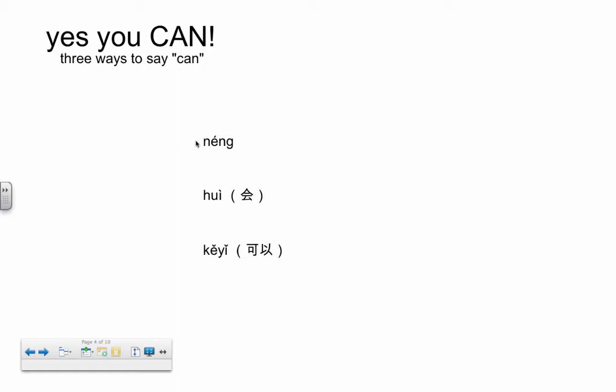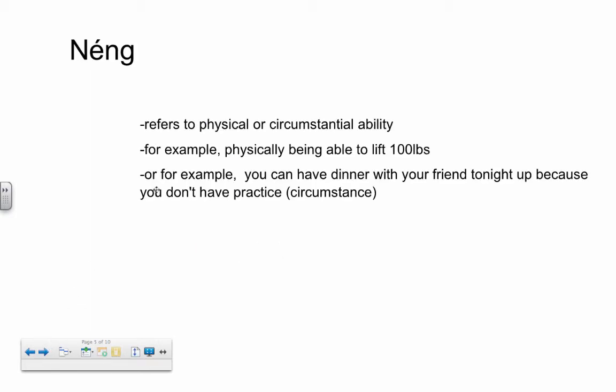So here are the three words, 能, which is new. We don't know the character yet. 会 and 可以, which you know these two already. Okay. So first, 能. It refers to physical or circumstantial ability. So for example, physical ability. So physically being able to lift 100 pounds. Or circumstantial, for example, you can have dinner with your friends tonight because you don't have practice. In other words, the circumstances allow you to go to dinner because there's nothing in your way.